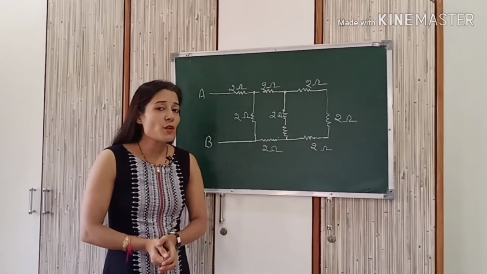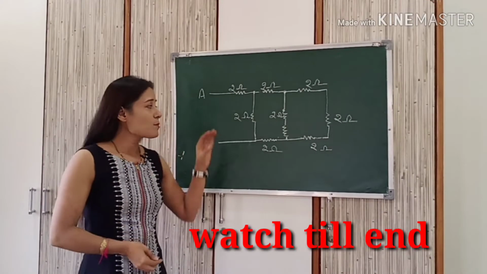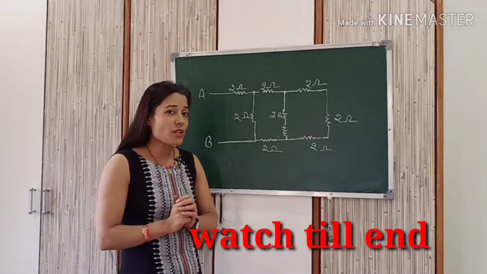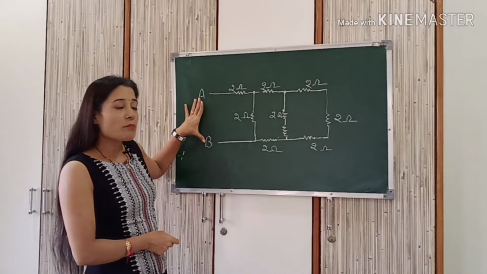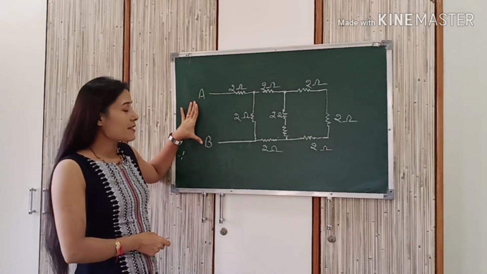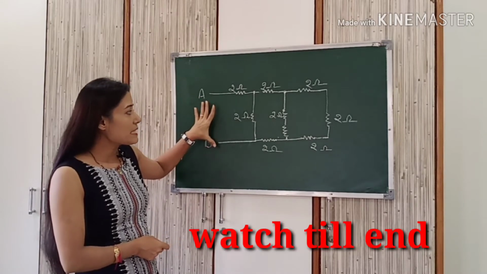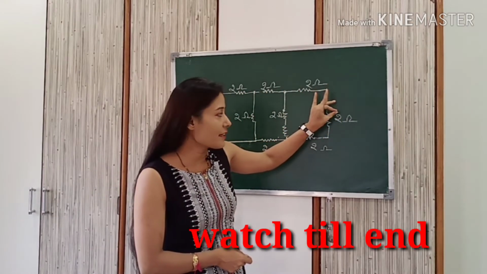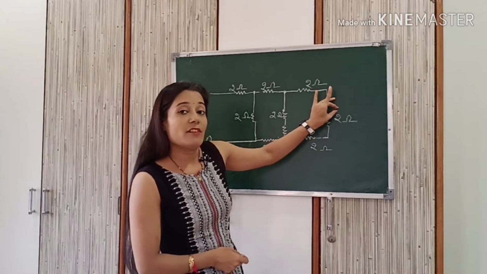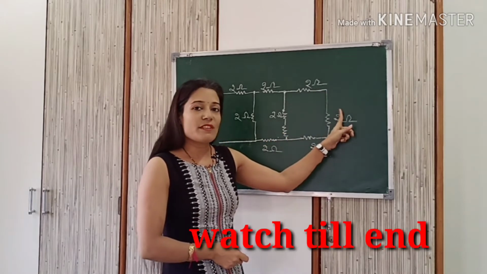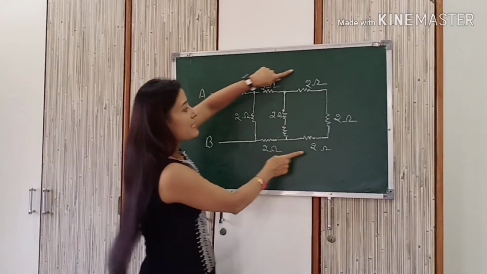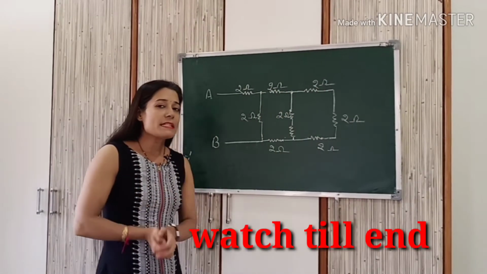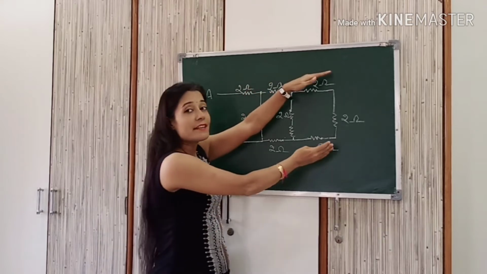In this question you have to find out the resistance between A and B terminals. Now what will you do in this question? You will start from these two terminals, go to the extreme end of the circuit, and see which is the center point of this circuit. So where do you find the center of the circuit? Here, at the 2 ohm resistance. So you will start solving the question from here itself.